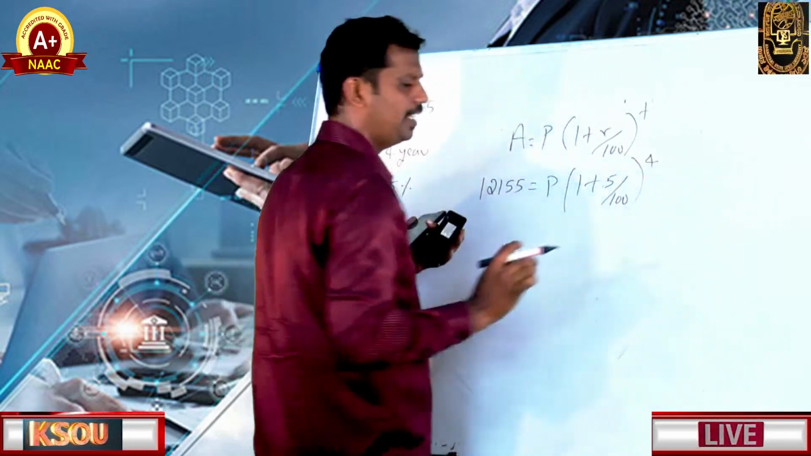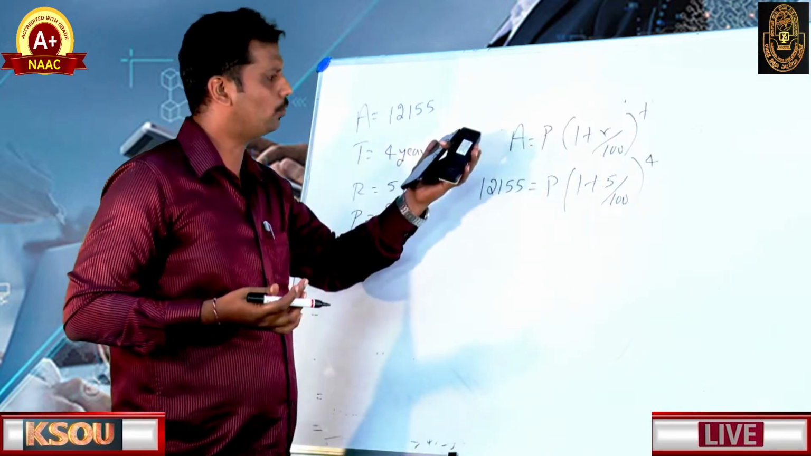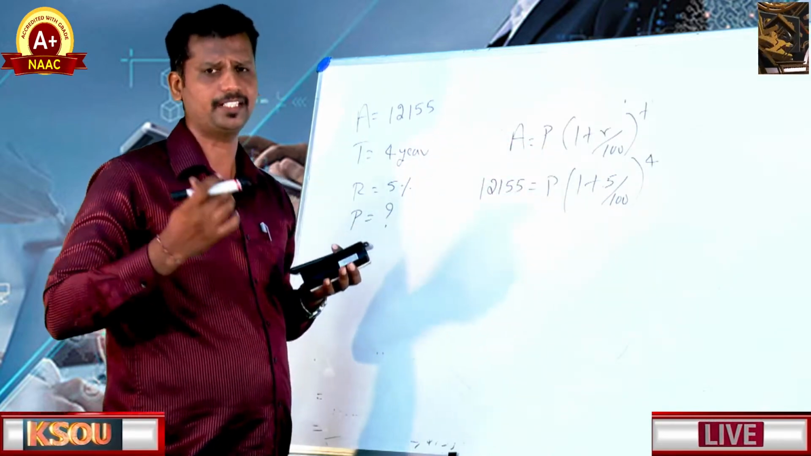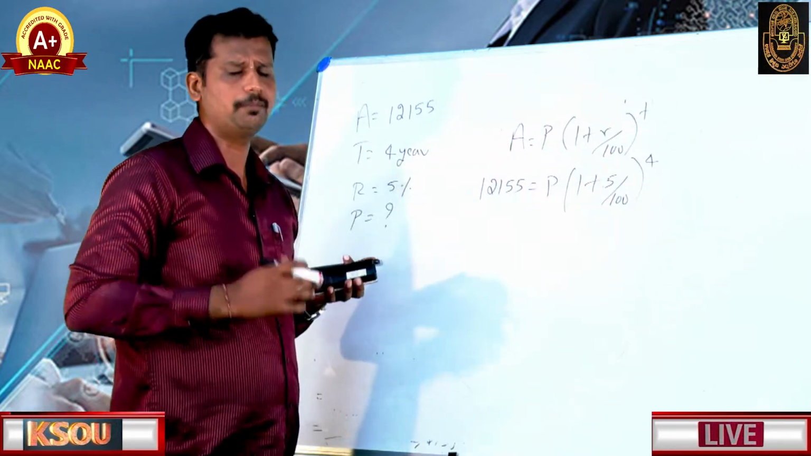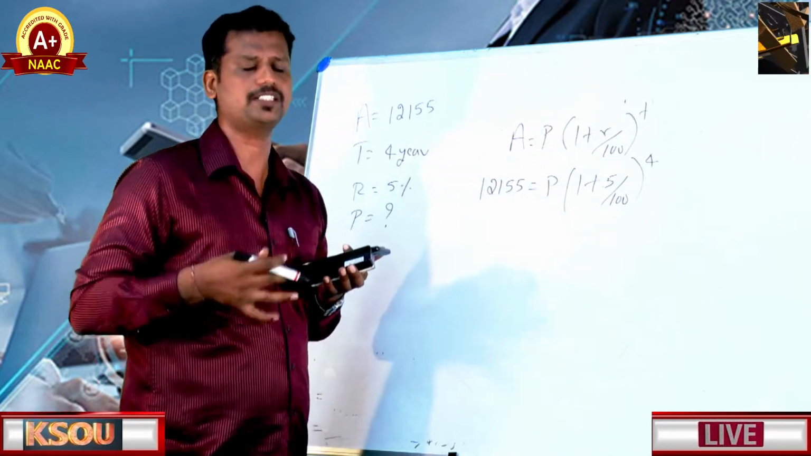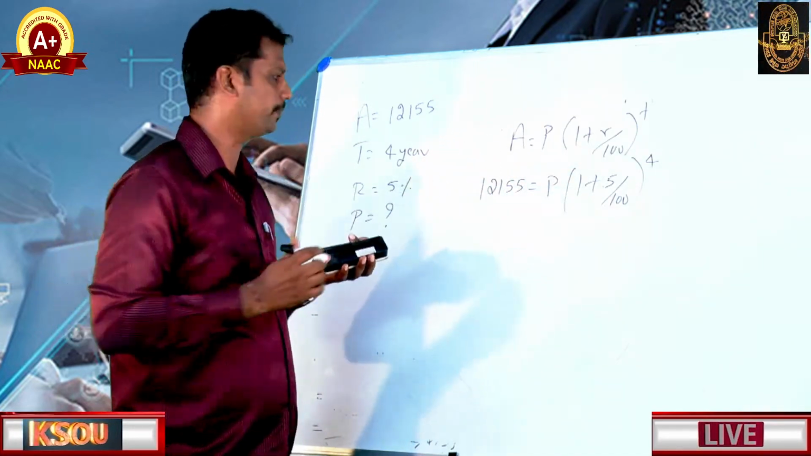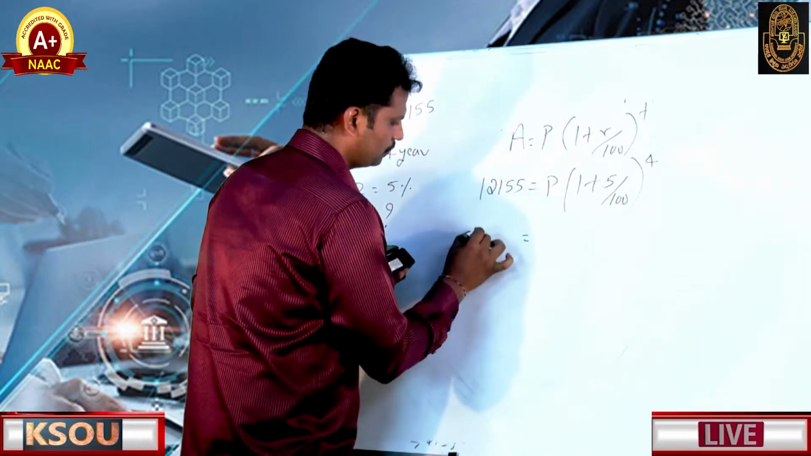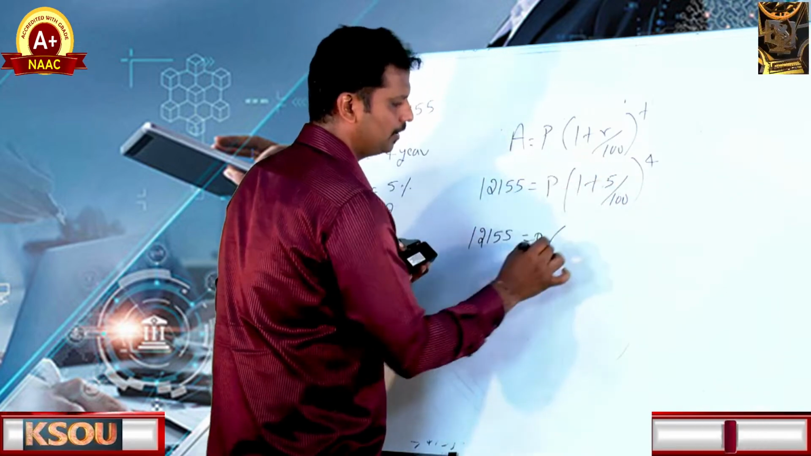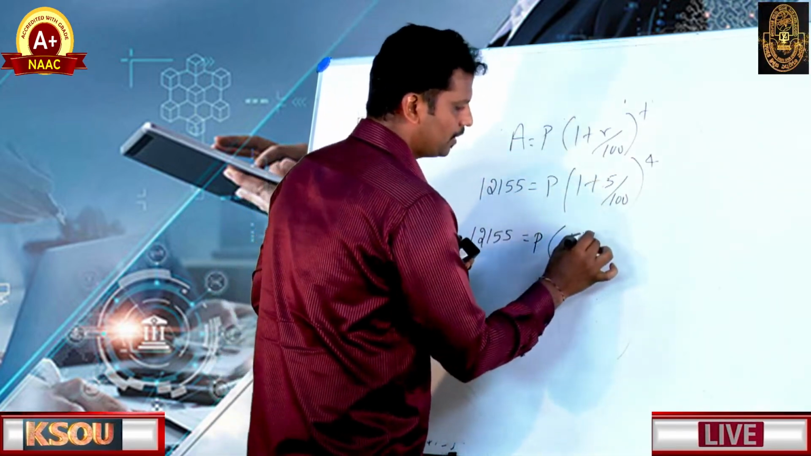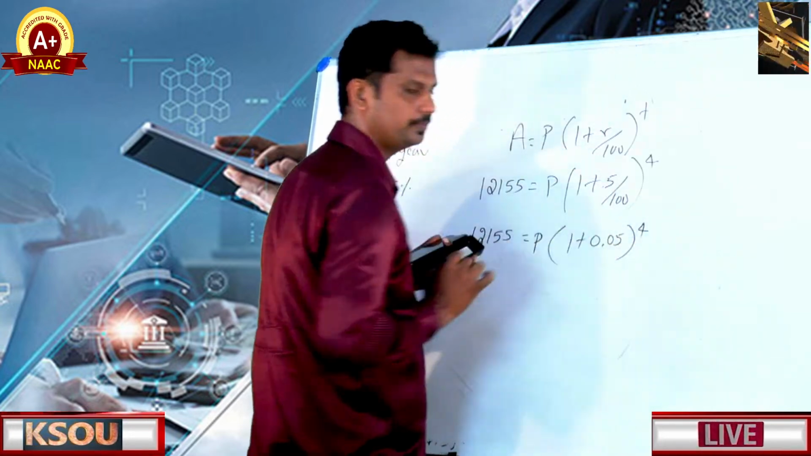What is the T value? 4 years. Dear students, if you work out more extra problems, we can go to the very short methods. But in the beginning, you should follow each step. But when you work out more additional problems, at that time you can directly go for the final steps. Okay. 12,155 equals P into 1 plus 0.05, what is the power? 4.